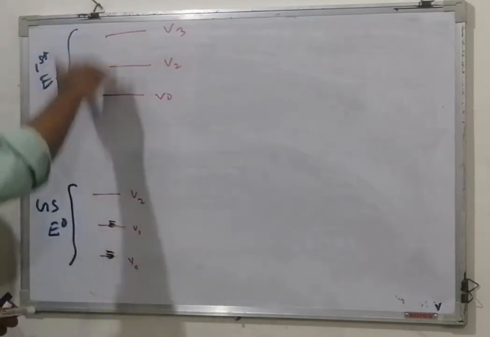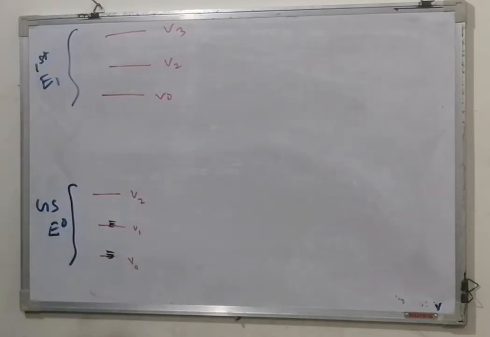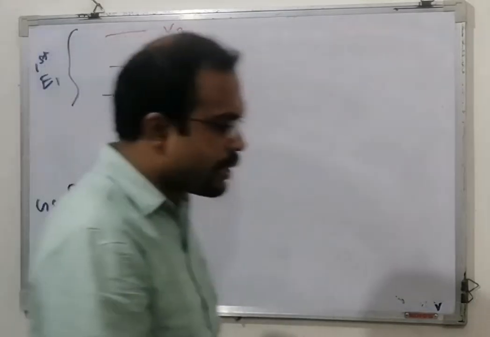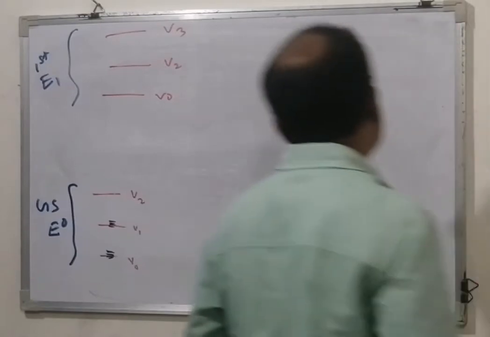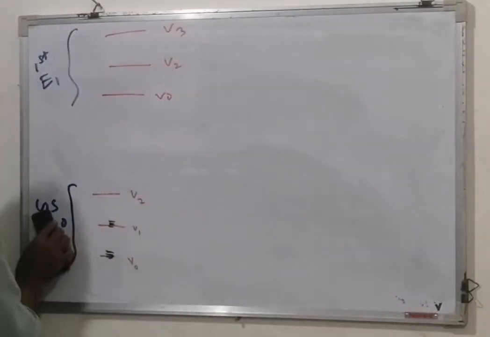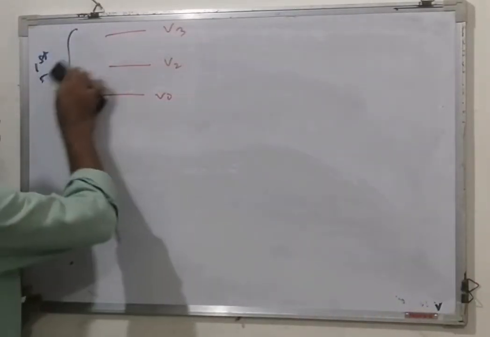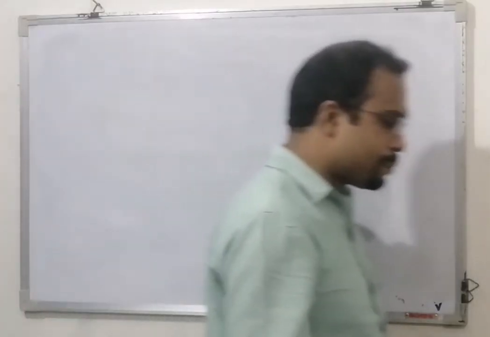Therefore, this is a schematic representation: when there is an electronic excitation, there will be some vibrational excitation also. This will be explained by the Franck-Condon principle. I would like to discuss it in the next video.